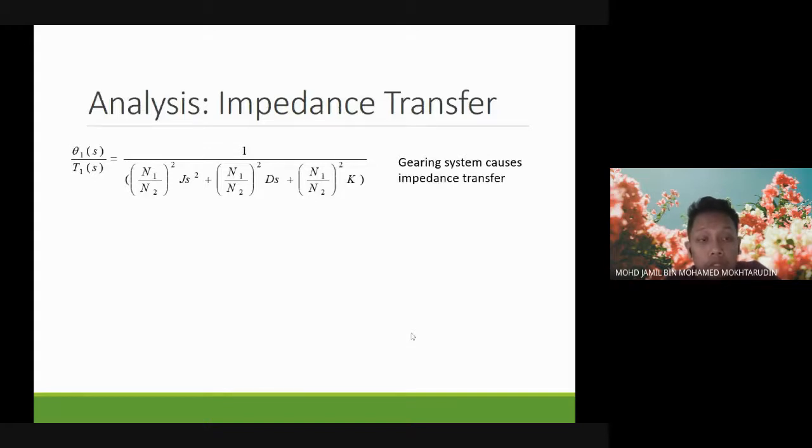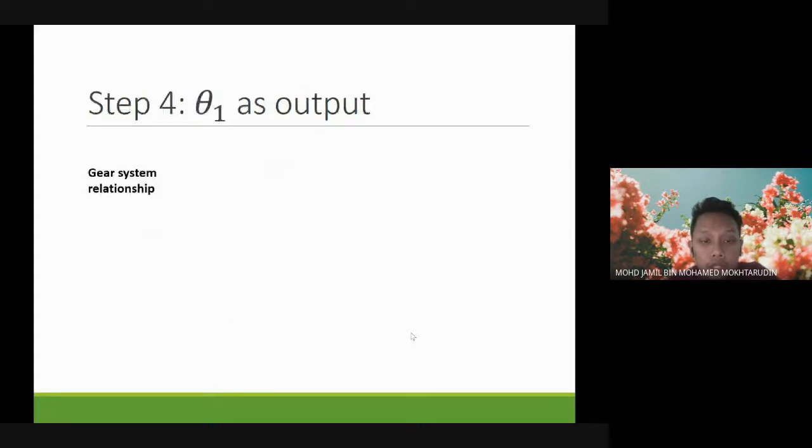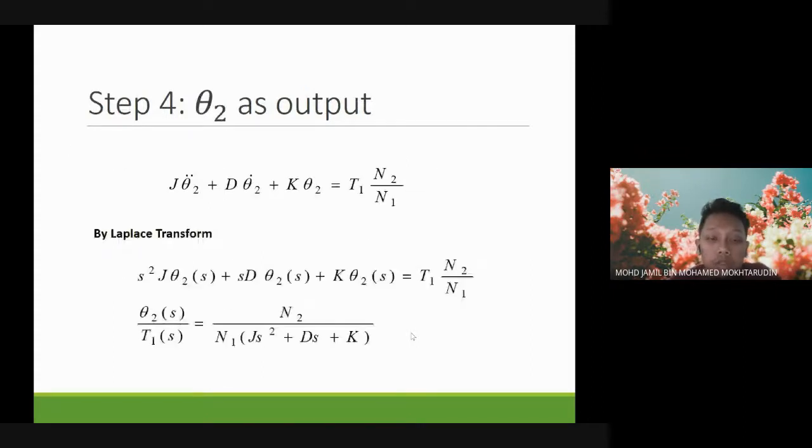So this is the transfer function of theta 1. When you find the transfer function of theta 1 and compare it to the transfer function of theta 2, here in theta 2 we have the ratio here.